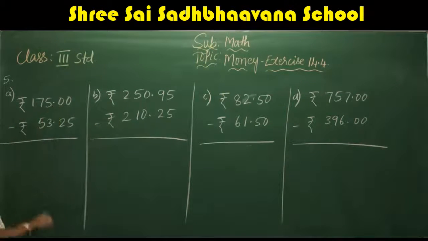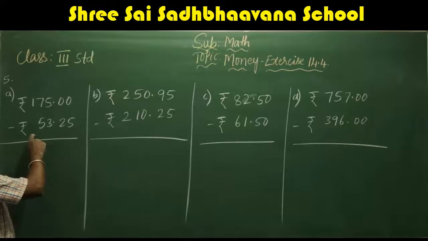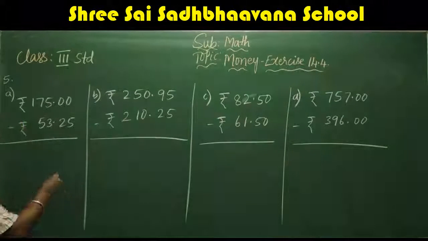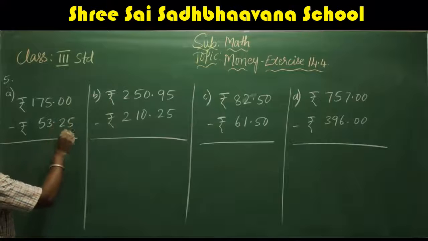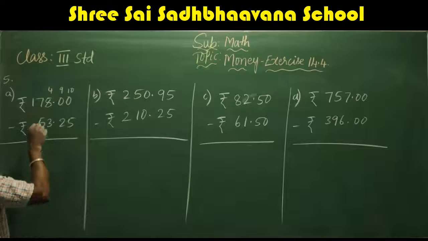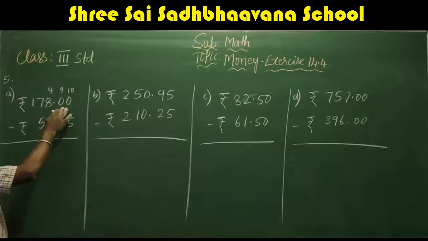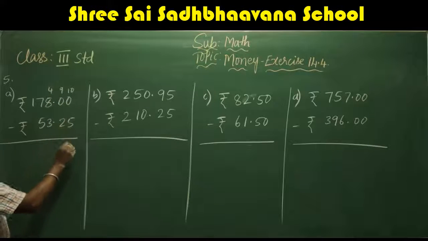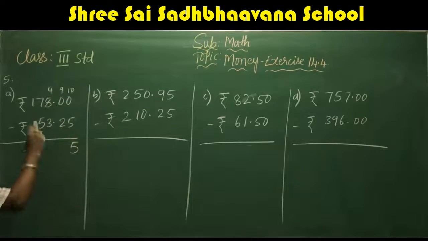Amount with Neeraj, rupees 175. He has given to his brother rupees 53.25. Then the remaining amount. What you have to do? Subtraction. So subtract 10 minus 5. This becomes 10. This becomes 9. This becomes 4. How? We have taken the carry to here. Then this becomes 10. Once again we have taken carry here. So this becomes 9 and this becomes 10. 10 minus 5, 5. 9 minus 2, 7.